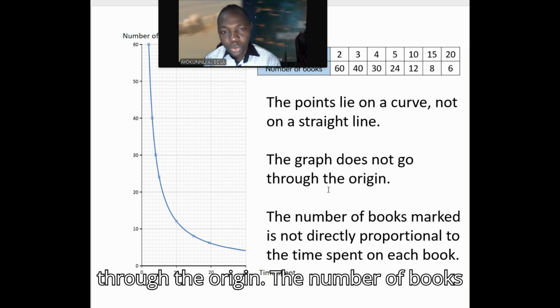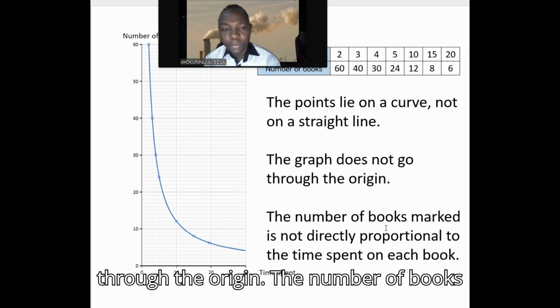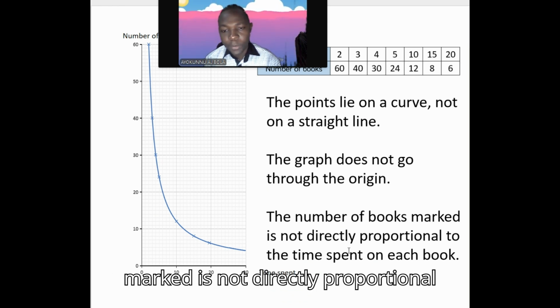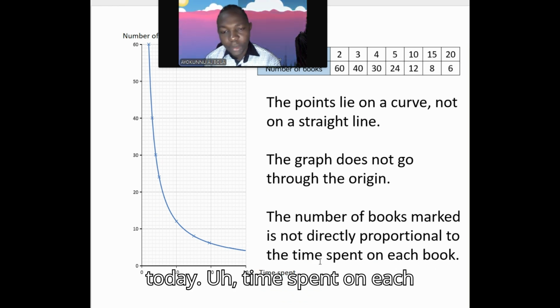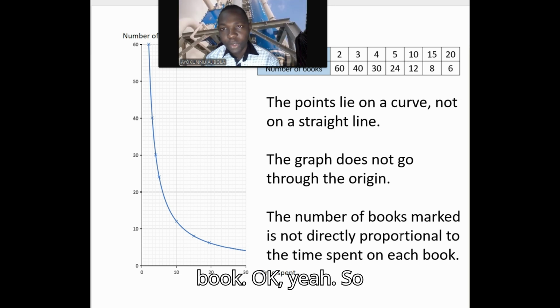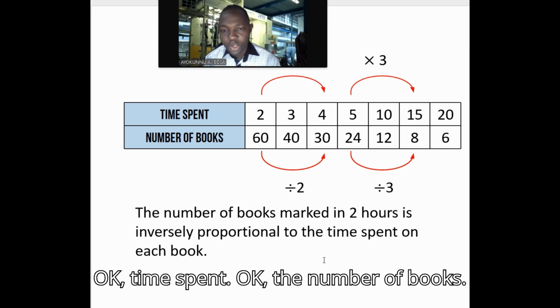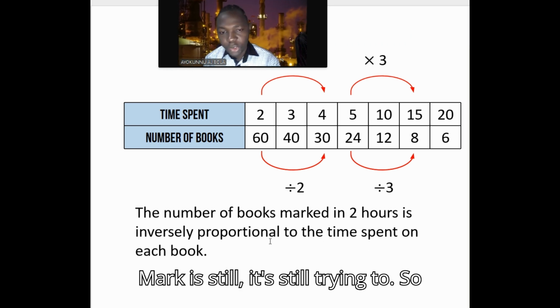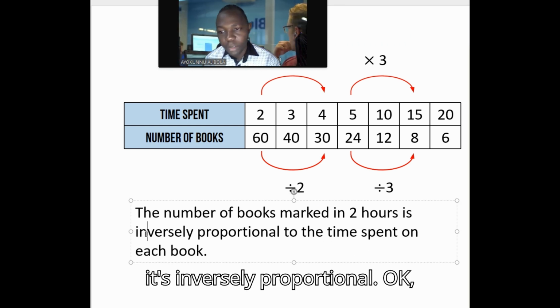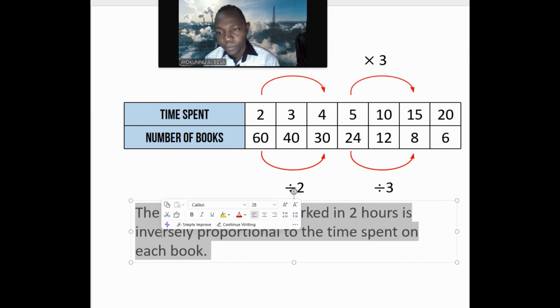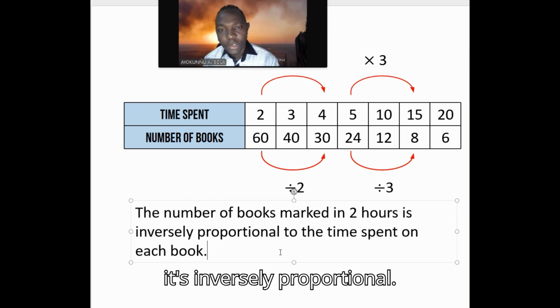The graph does not go through the origin. The number of books marked is not directly proportional to the time spent on each book. So it's inversely proportional.